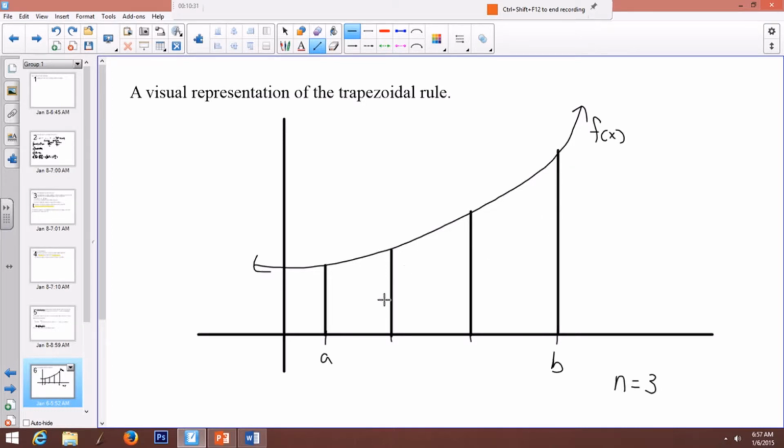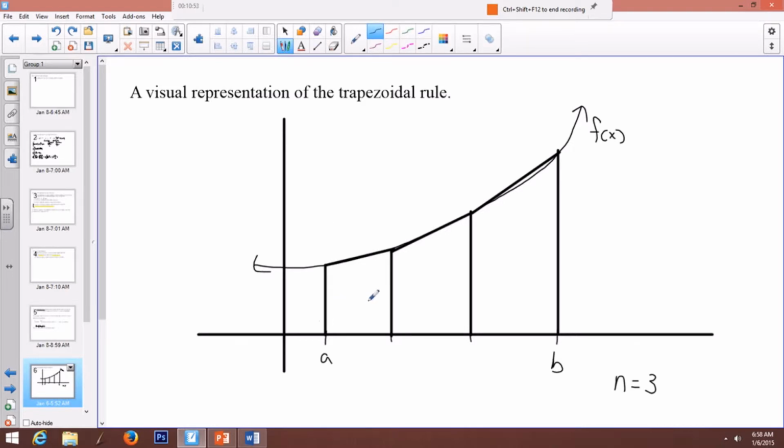Alright, so essentially what I'm going to do here is create 3 trapezoids. Now already you can see that this approximation is going to end up being pretty darn close. It's a pretty good approximation. We can only see a little error here, there's a little error there.